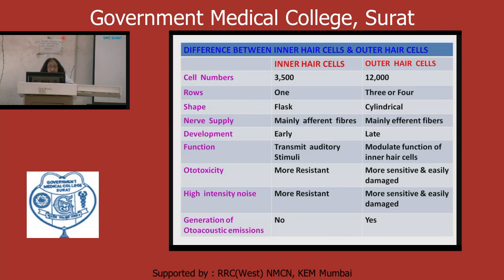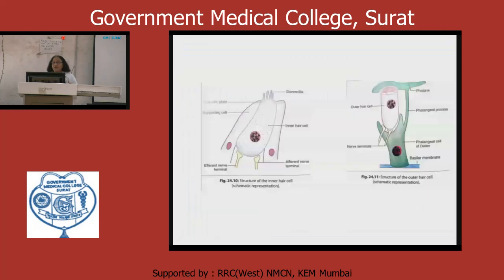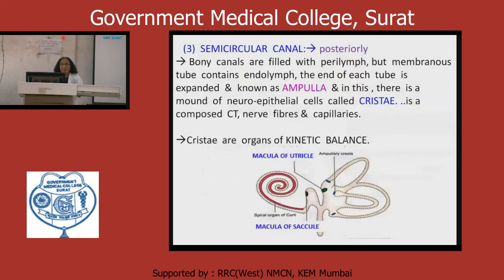The generation of acoustic emissions is no in the inner hair cells and yes in the outer hair cells. The figure shows this. Now the last topic: we have discussed the bony labyrinth consisting of 3 parts. Number 1, the vestibule, containing the otolith organs, utricle and saccule. Number 2, the cochlea, which contains the spiral organ of Corti. Number 3, the semicircular canals. All 3 parts are visualized again in the given diagram.